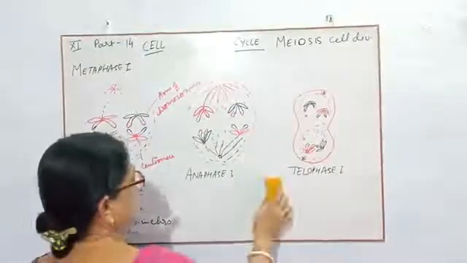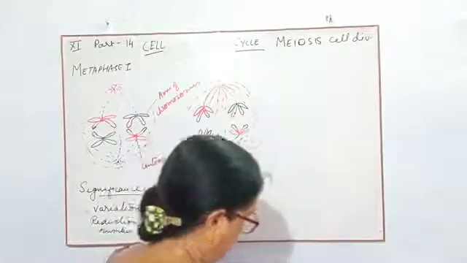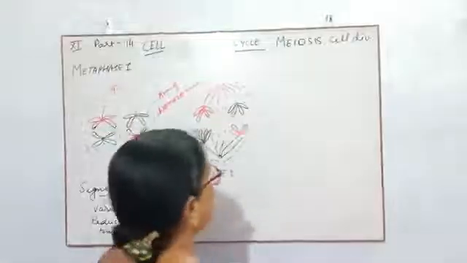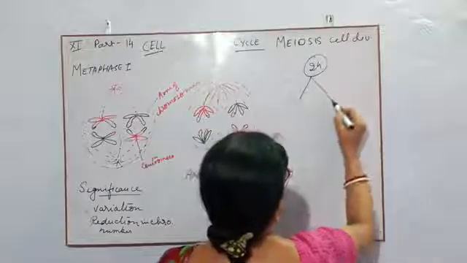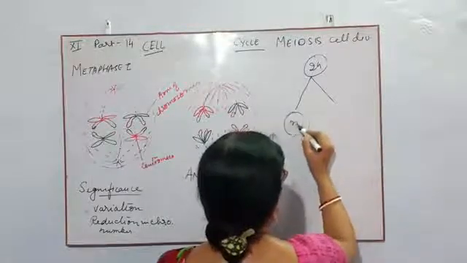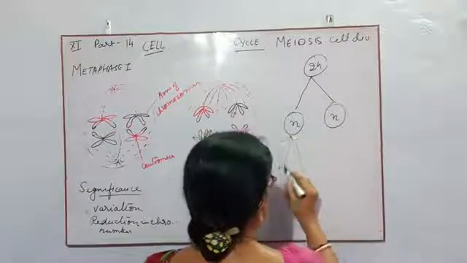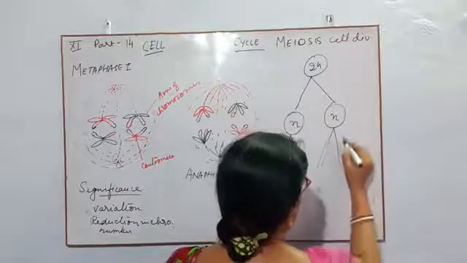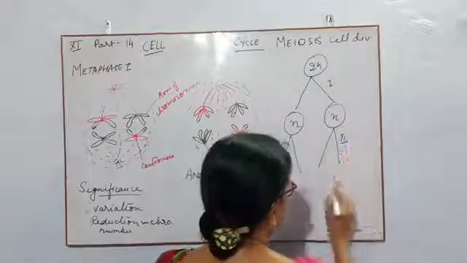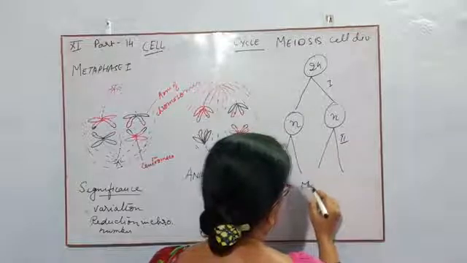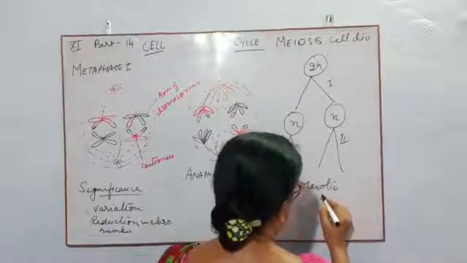Now children, I want to draw here. In the very beginning, one diploid cell undergoes reduction division, and two haploid cells are formed. This is meiosis 1 and this is meiosis 2. The second type is known as meiotic mitosis.